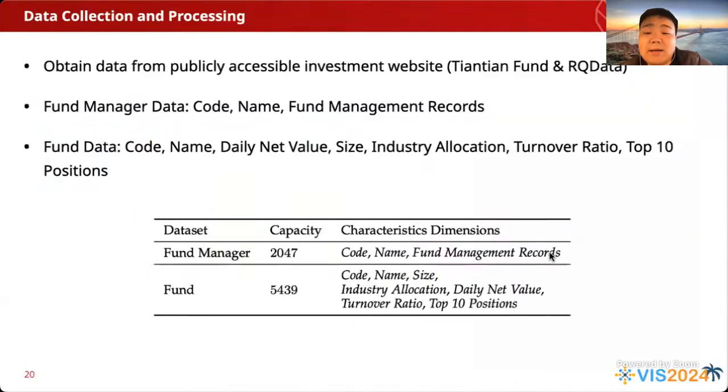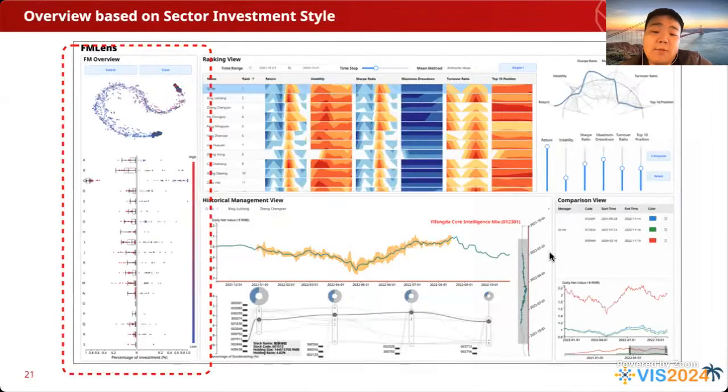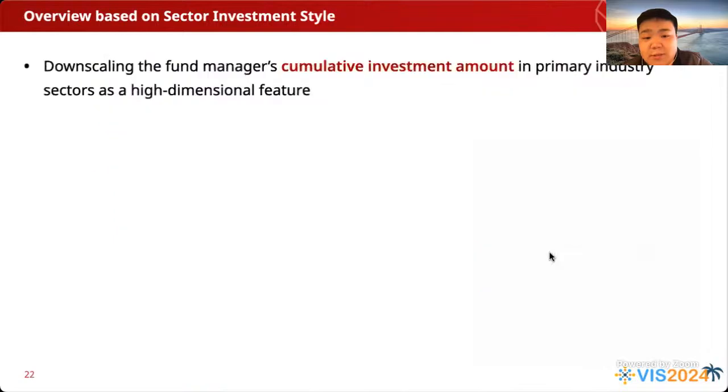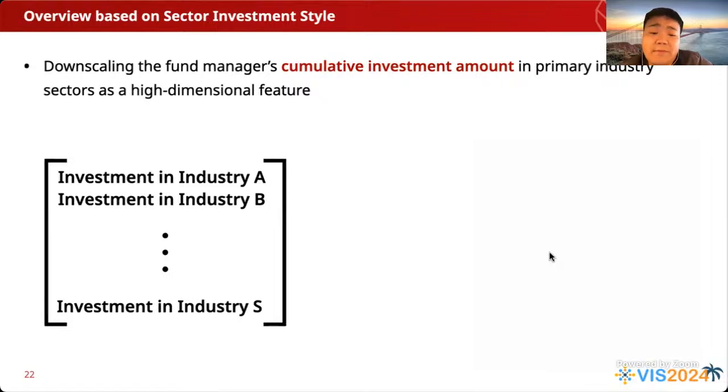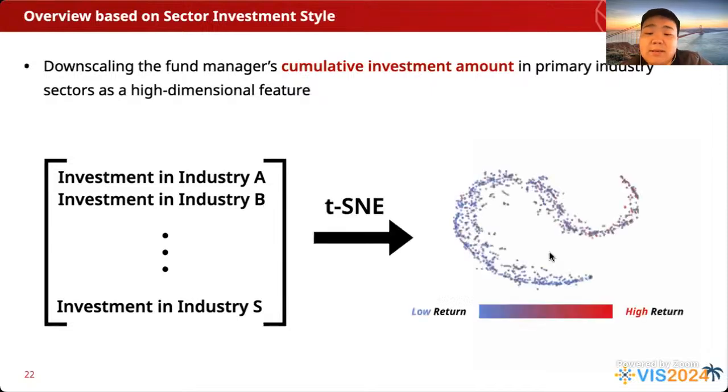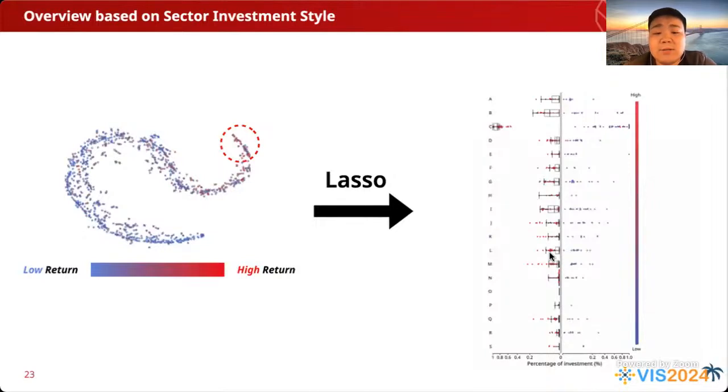First of all, we gathered data on the funds and fund managers in the Chinese market from publicly available sources. And in the system, our first goal is to give an overview of the large pool of fund managers by analyzing different attributes. Especially, we transform the cumulative investment amounts of each fund manager across the 90 primary industries defined by the China Securities Regulatory Commission into high-dimensional feature vectors, and then use t-SNE to project them onto a 2D plane. Here, each dot represents a fund manager with the color showing their returns. Users can use a Bayshore tool to further track the detailed investment preferences of these individuals across various industries.